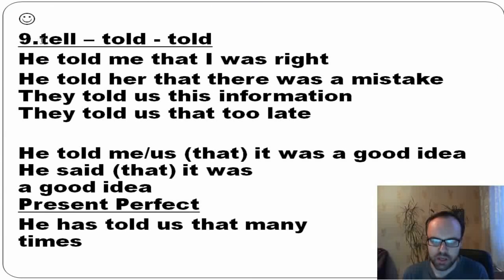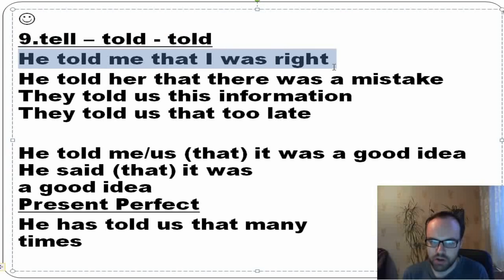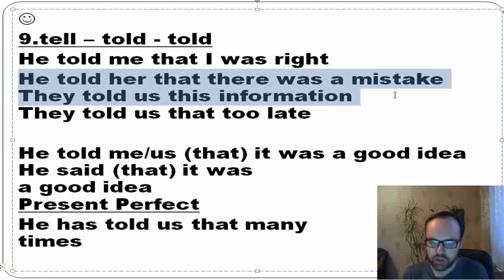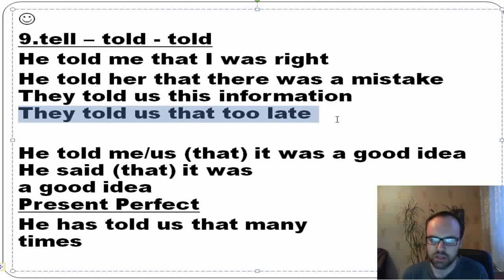Okay, and tell, told, told. He told me that I was right. He told her that there was a mistake. They told us this information. So tell something. Yeah, remember this. I think tell something, they told us, tell someone. I mean, they told us that too late. So we can't say they told that too late. No, told me, told us, told him, told them, and so on.